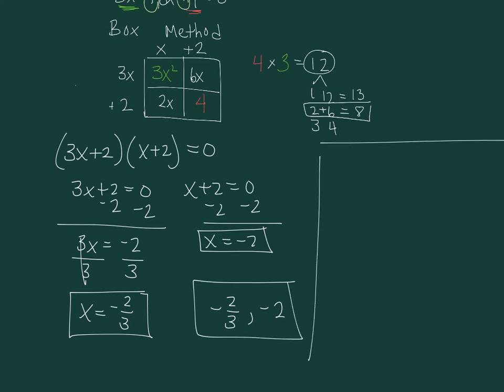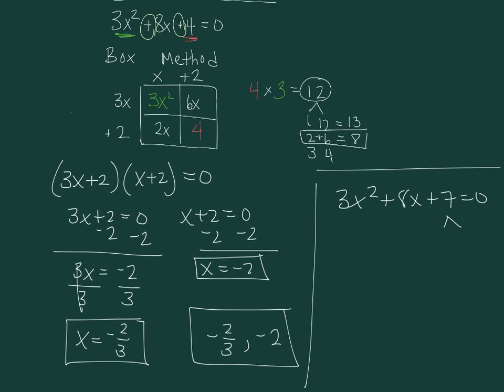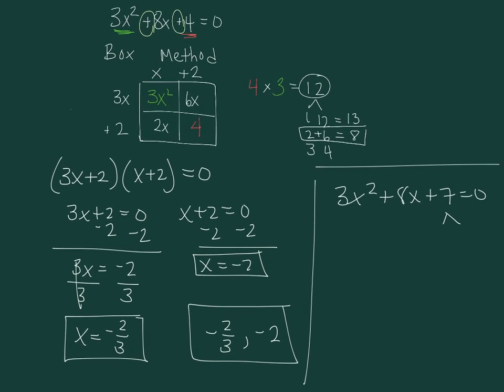The other way I wanted to show you was just a quick factor method. 3x squared plus 8x plus 7 equals 0. Sorry, it wasn't 7, was it? It was 4. I apologize. Let me just scribble this out real fast. Okay, so we're going to do 3x squared plus 8x plus 4. And we know that's equal to 0.